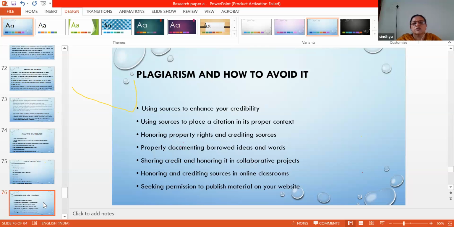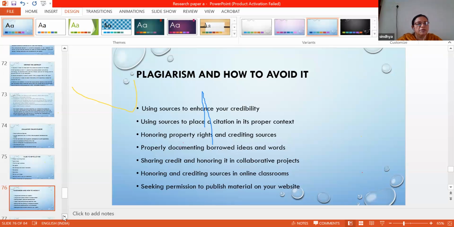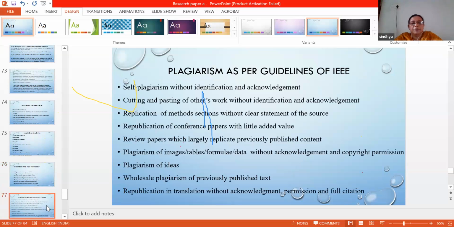So using sources to enhance your credibility is important. Using sources to place a citation in its proper context, honoring rights and crediting sources, properly documenting borrowed ideas, sharing credit and honoring it in collaborative projects, honoring and crediting sources in online classrooms, seeking permission to publish material on your website. So whatever you do in your research, it must be honored, credited, acknowledged, and properly documented. That is one way to avoid plagiarism.